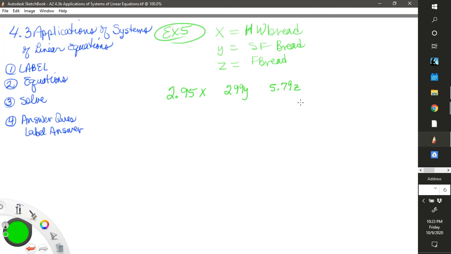And they're giving me, let's read the whole problem. On a recent day, 3 times as many loaves of honey wheat bread were sold. We'll come back to that. The number of loaves, I'm listing for a total. The number of loaves of French bread were 5 less. We'll come back to that. The total receipts were $87.89.